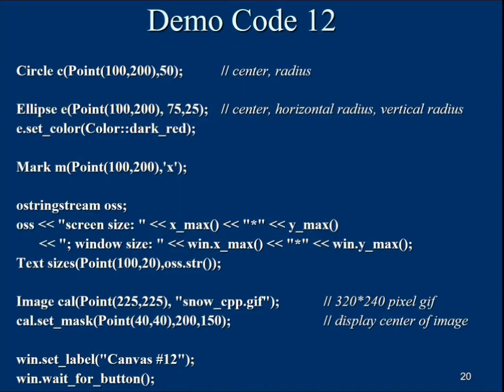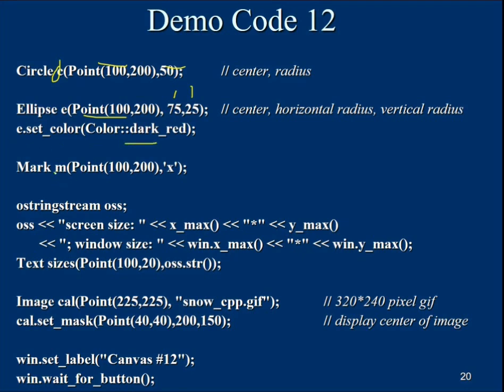Then we have a circle. How to make a circle? Make it C. We just have to give a point and the radius. We make an ellipse. We want the center, horizontal radius, and vertical radius. We want this as the center point. This is the horizontal and this is the vertical radius. And we set the color dark red for this ellipse.